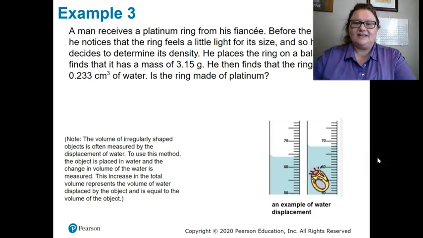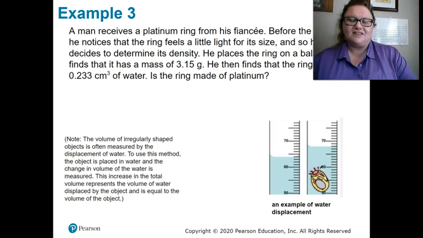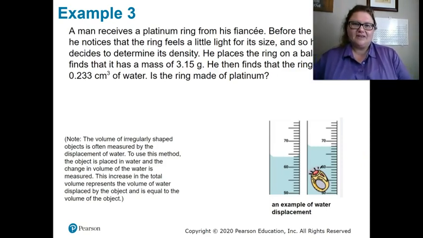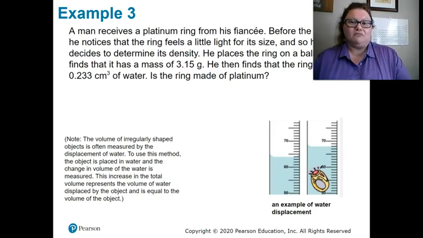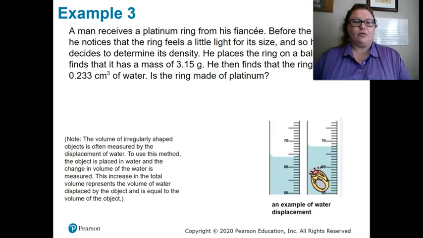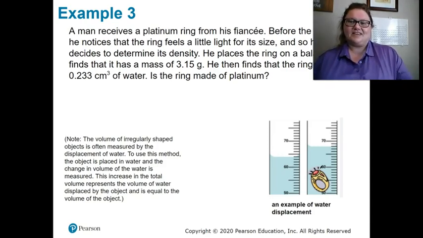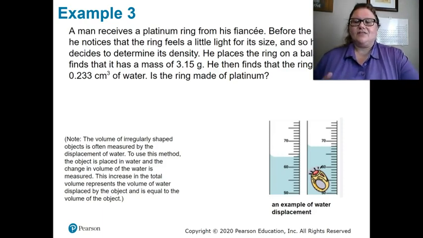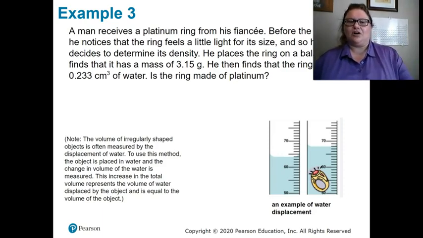Let's take a look at this next worked example we're going to use. So this is the density formula, but listen out to this scenario. We have a man receiving a platinum ring from his fiancée. Before the wedding, he notices that the ring feels a little light for its size, so he's trying to second guess if it really is platinum. So the way to figure that out is to determine the density and see if it matches platinum's. The way he's going to do that is he's going to place the ring on a balance and record a mass, in this case 3.15 grams.